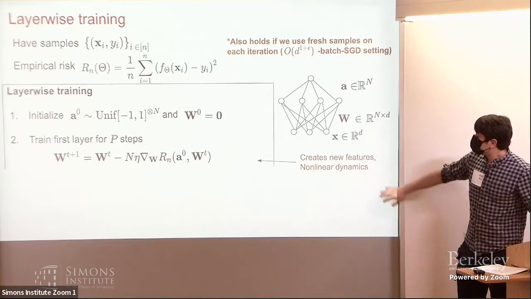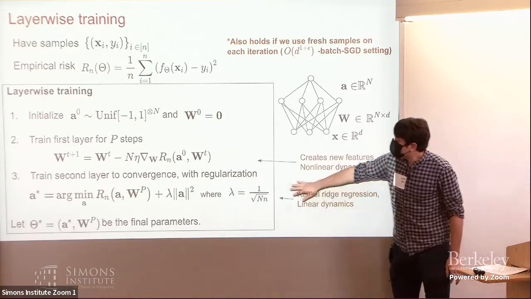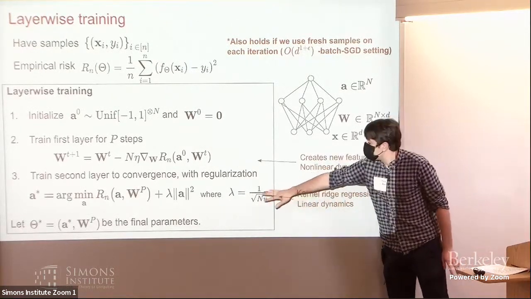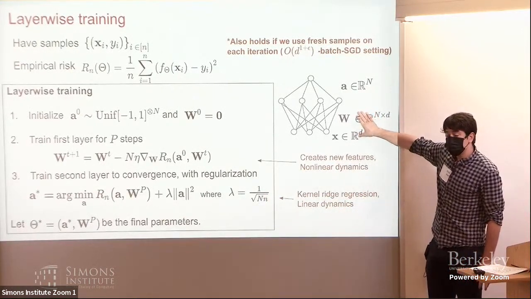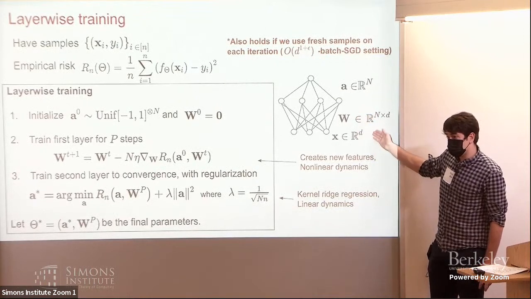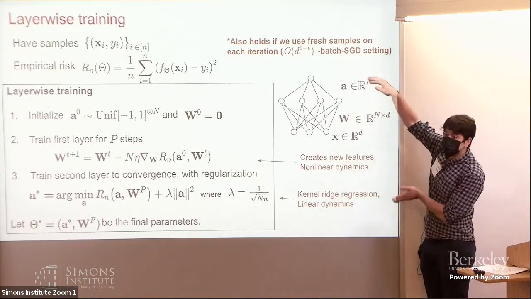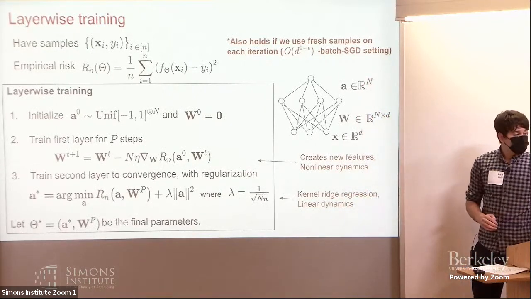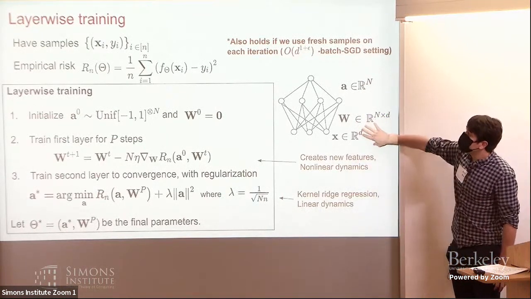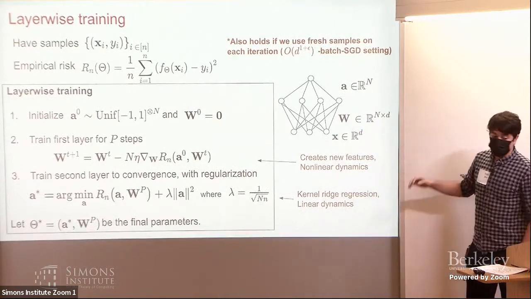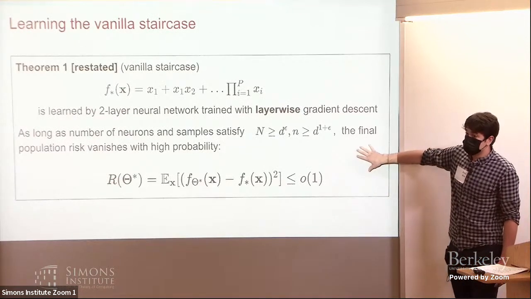These are the nonlinear dynamics that are tough to analyze. What they're doing is creating new features, so that when we train the second layer to convergence with some quadratic regularization, we do kernel ridge regression on a set of nonlinear features that we've learned by training the first layer. The claim is that this layer-wise training, which isn't exactly the one-pass SGD that Theo was describing, will learn these staircase functions. So let's restate this first theorem.